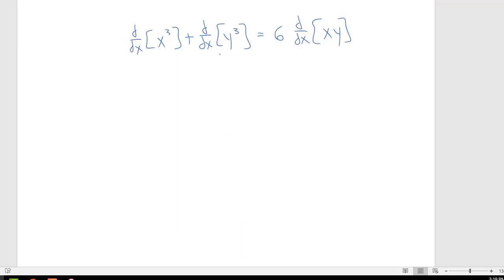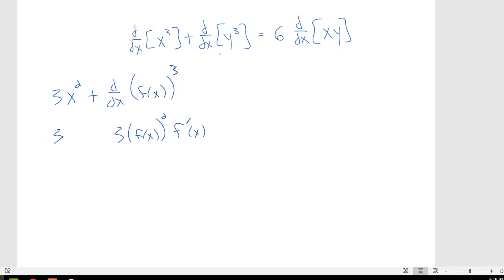Okay, so I just wanted to pause the video for a moment to recopy this equation where we left off. Where we had left off was we took the derivative of x cubed, and that was 3x squared. We wrote this guy right here as the derivative of f of x cubed, and we said that that was 3 f of x squared times f prime. So we have 3x squared plus, this is what we did right before I paused the video.